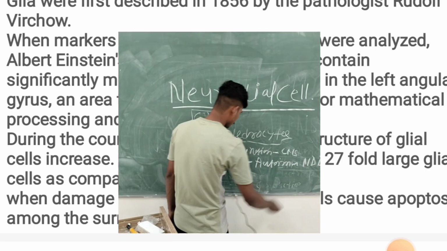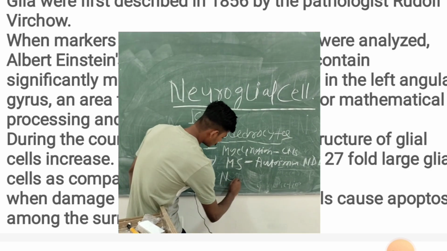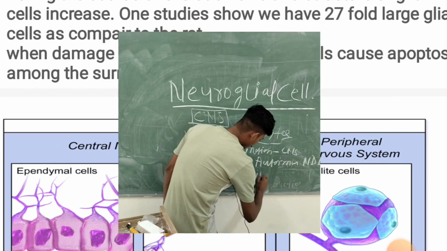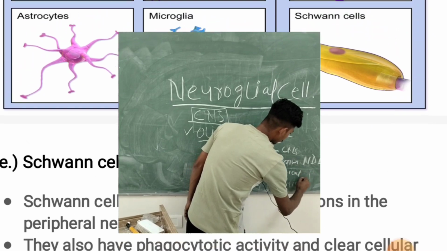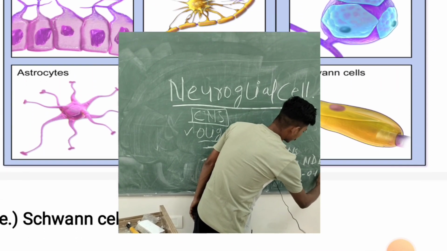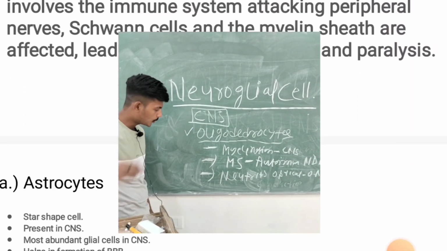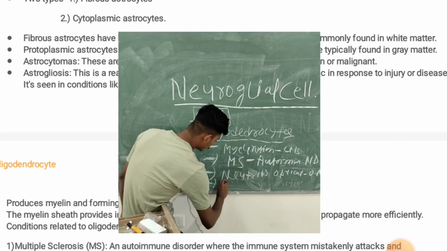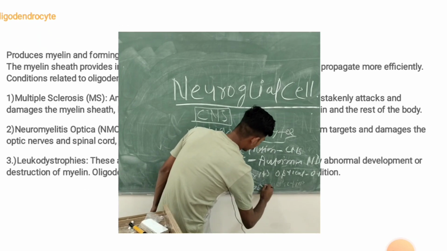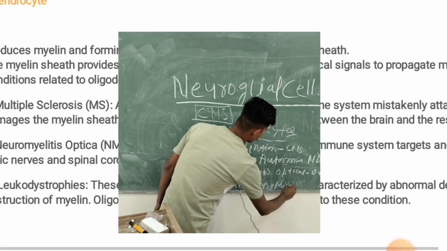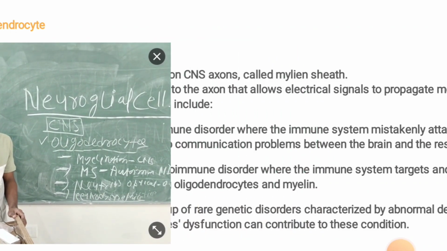Autoimmune neurodegenerative disorder. The second thing is also one of the autoimmune disorders, called neuritis optica, which affects the optic nerve. This is the second cranial nerve. And the third disease is leukodystrophy. Okay, leukodystrophy. These are the three diseases related with these oligodendrocytes.